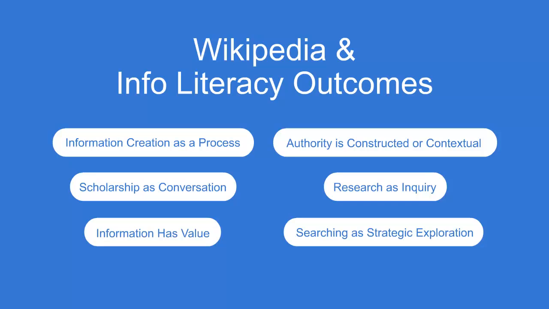Information creation is a process. Information doesn't just appear. It is gathered and it is shared. Wikipedia allows visitors to experience a living document where information changes. Wikipedia solicits and encourages users to engage with that process and contribute to its creation. Scholarship as Conversation observes that discourse in subject areas is dynamic and evolving. Scholars and experts collaborate and share, debate and challenge.